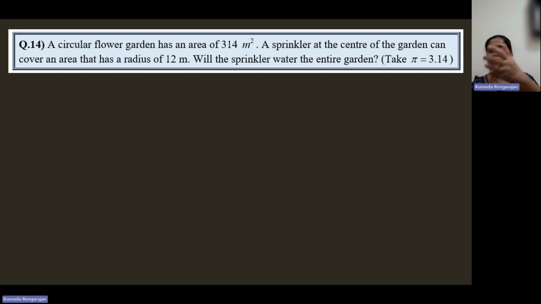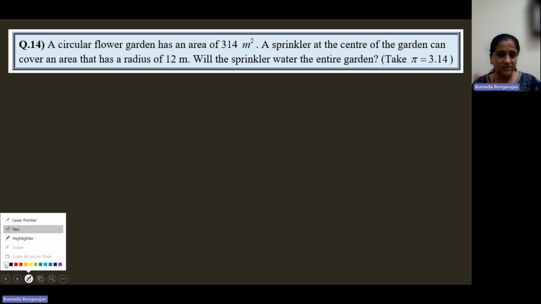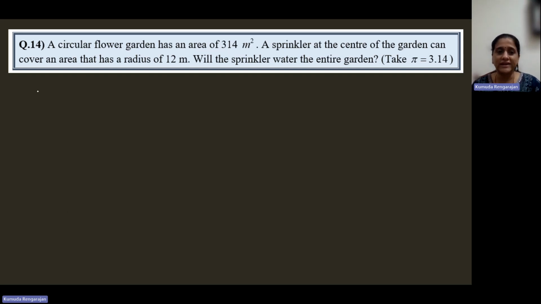So a sprinkler will gently water the plants. It will rotate also, and it'll sprinkle water. It's a way of watering the plants in a park. You can also see it in the fields now. A sprinkler at the center of the garden can cover an area that has a radius of 12 meters. Will the sprinkler water the entire garden? Is the question. Now to understand this, let us first find the radius of the circular garden.